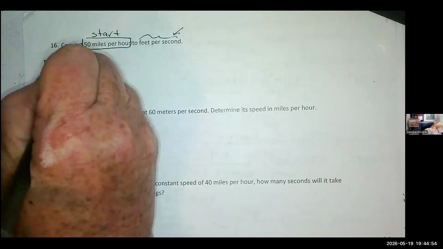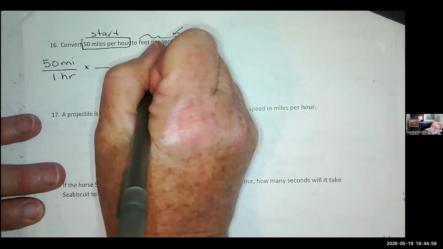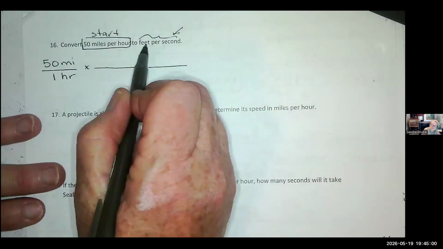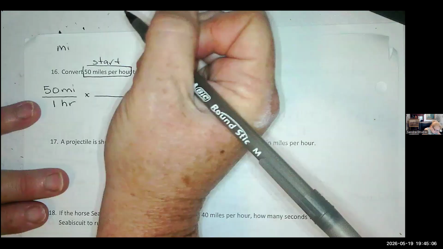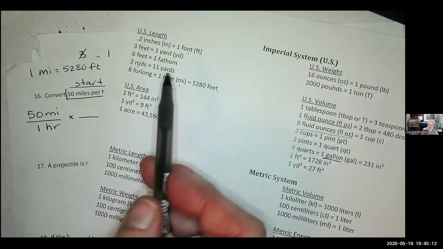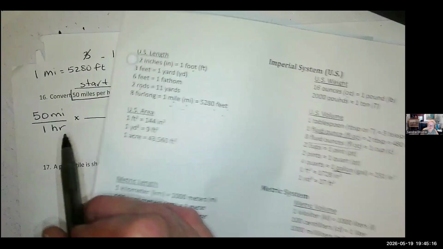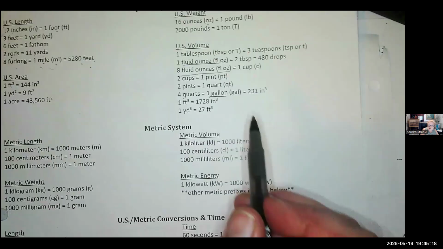And we're going to convert this. We're going to convert miles to feet, and then we're going to convert hours to seconds. So miles to feet, 1 mile is 5,280 feet. And then to go from hours to seconds, 1 hour is 60 minutes. 1 minute is 60 seconds.